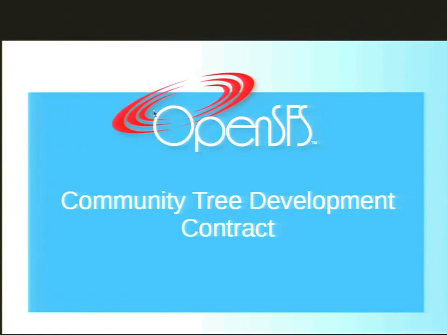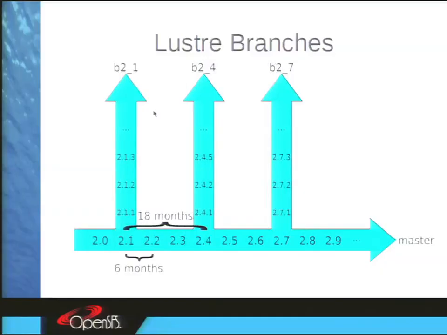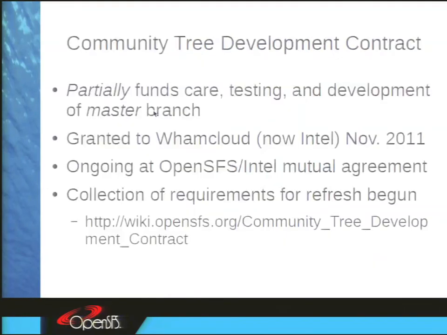Remember I showed you this picture before. This contract governs the master branch, not the maintenance branches going vertically. So we partially fund the care, testing, and development of this master branch. If you're familiar with software development, you know that reading someone else's code is usually harder than writing code yourself. It takes a lot of time and effort to go through, verify, and iterate on a patch with someone to get it into proper state to be ready for landing in the branch for everyone to use. So we help keep that process going by funding about half of it.